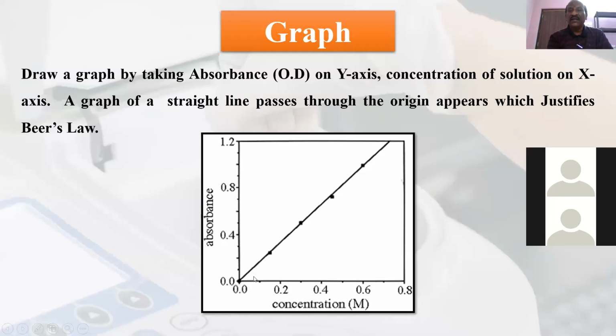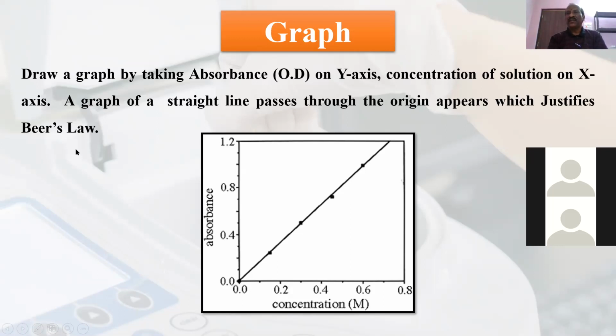Then what will happen? Here we will get different dots in the graph paper, and we will take the straight line which is passing through the origin. Then it obeys Beer's law. That is the condition. We take the straight line which is passing through the origin, then Beer's law is verified. So here is given a graph of a straight line passing through the origin, which obeys the Beer's law.